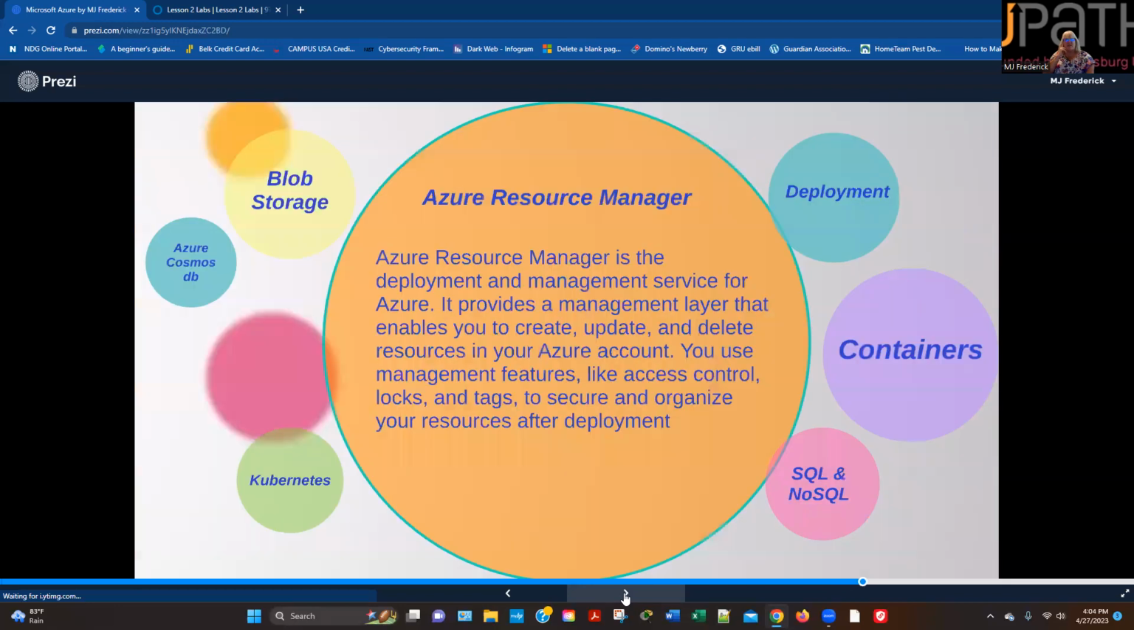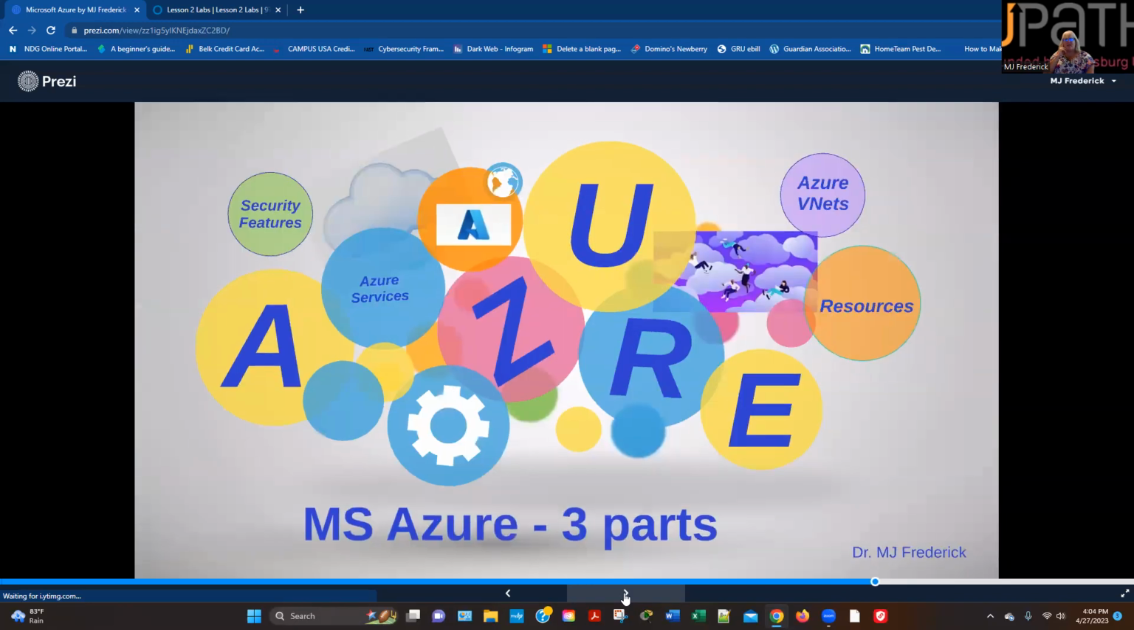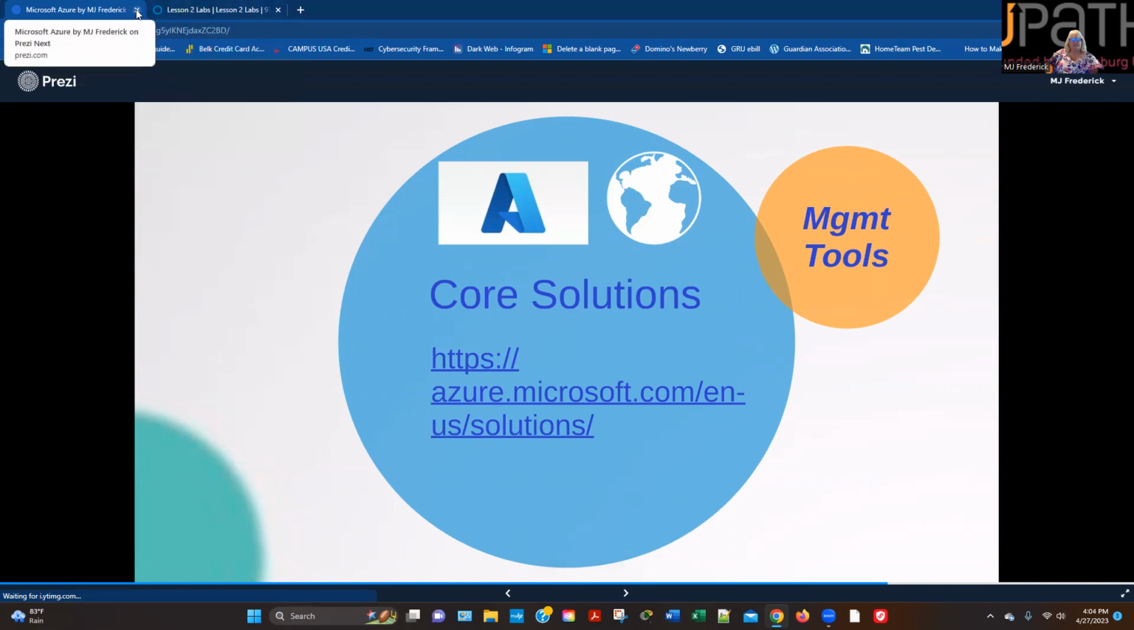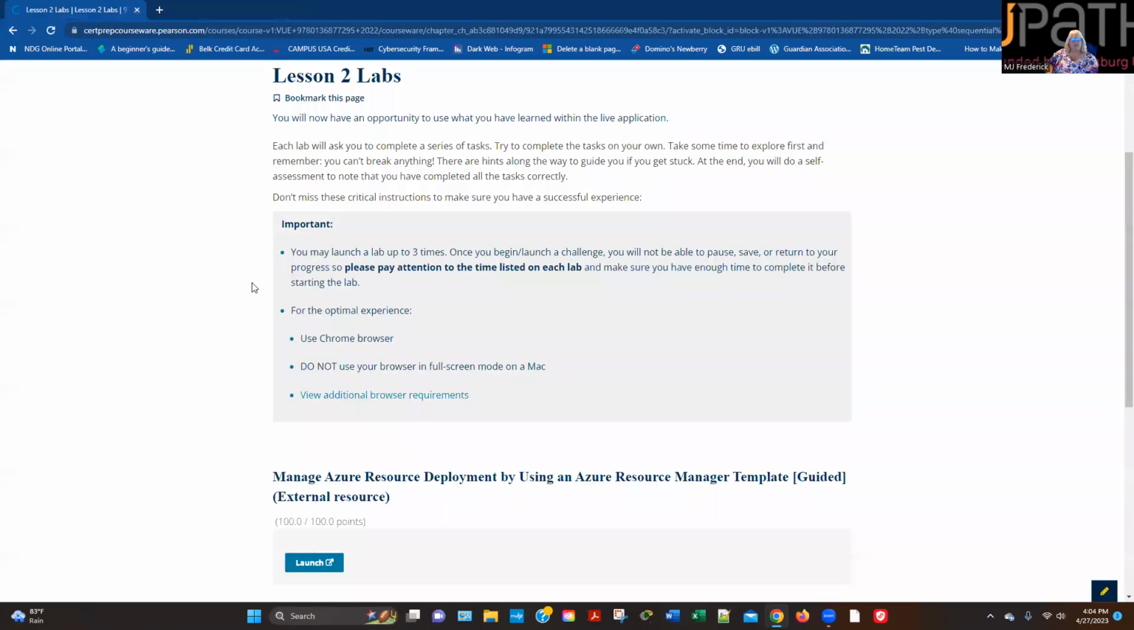All right, so I think we finished that. So when we come back, we're going to start with the core solutions and management tools. I'm writing that down so I don't forget. The core solutions, that'll be on Tuesday. And we'll get into VNet. Okay, so for now, I'm going to go ahead and go to the lab.